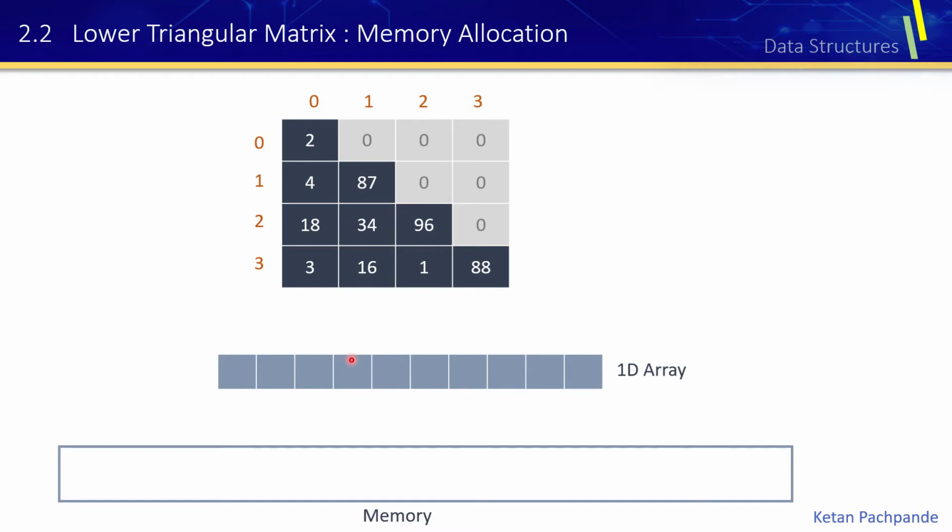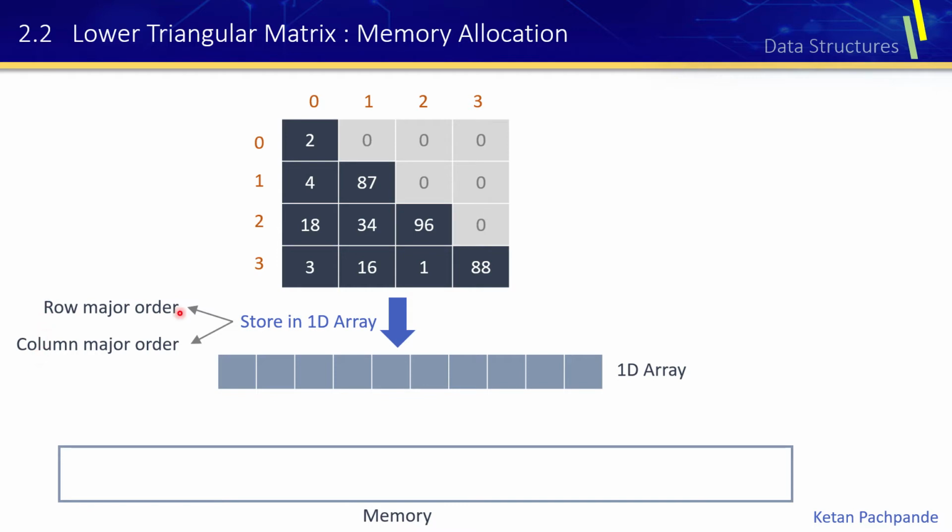So once you know the size of the lower triangular matrix, just allocate the memory for the one-dimensional array and first store these 10 elements in the one-dimensional array. So how to store these 10 elements in the one-dimensional array now? There are two ways, row major order and column major order. We will discuss both the methods in detail.